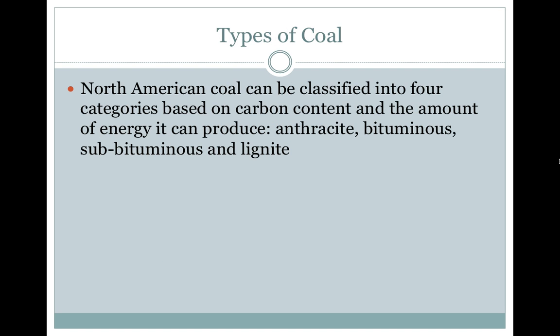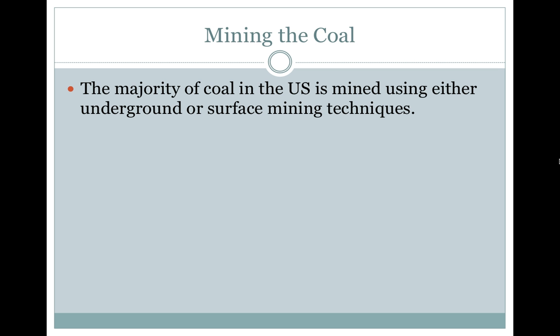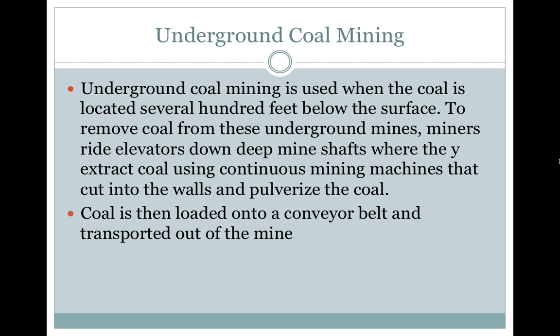Types of coal. North American coal can be classified into four categories based on carbon content and the amount of energy it can produce: anthracite, bituminous, subbituminous, and lignite. Mining the coal. The majority of coal in the U.S. is mined using either underground or surface mining techniques.